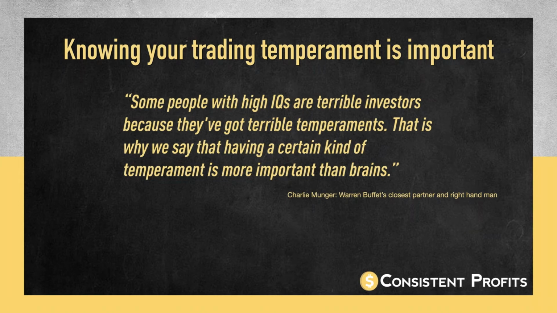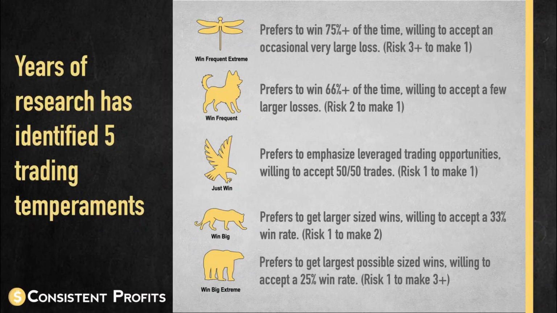That is why we say that having a certain kind of temperament is more important than brains. What he's really saying is, look, not everybody can trade the way we trade, and those who can't trade the way we trade, we don't want them. We only want people who can trade the way we trade. Now, our research has found that there are literally 5 different types of trading temperaments, okay?